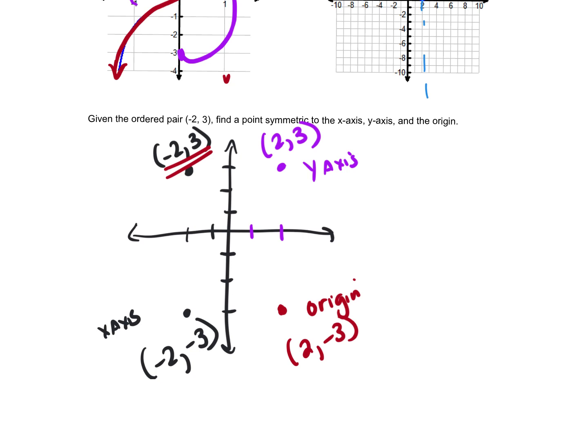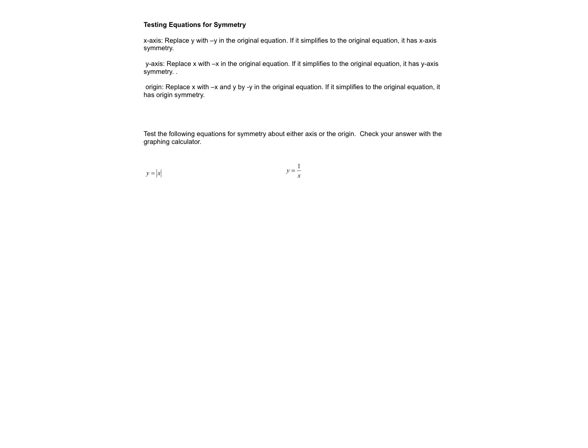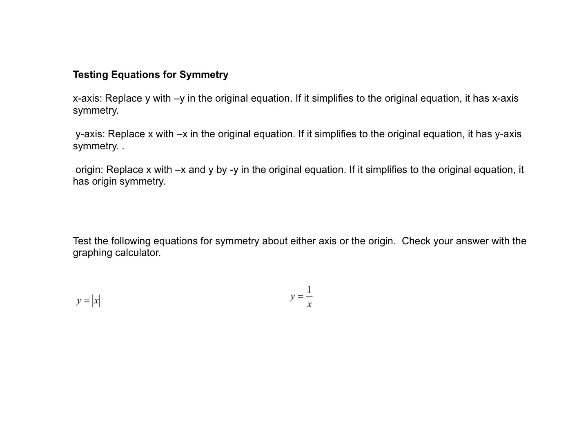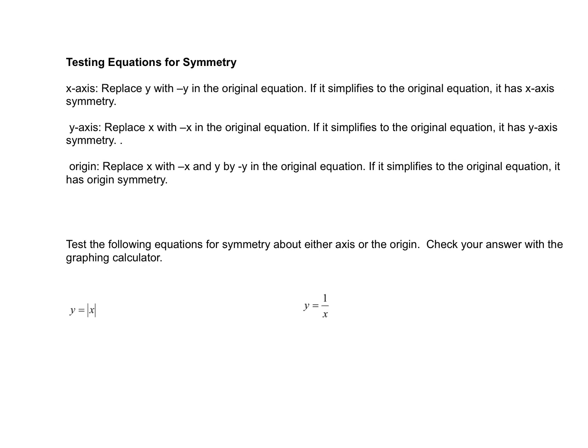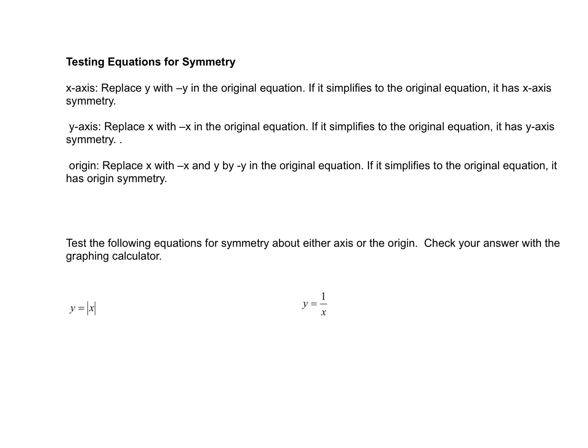So this is the foundation of how we'll test equations to see if they have symmetry before we graph them. If I want to test for symmetry, it's just what we just said. If I'm symmetric with the x-axis, then if I replace y with negative y, it should simplify to the original equation. Remember, if it's symmetric here, then you have the same x, but y and negative y would give you the same value. So replacing y with negative y should give you the same equation.